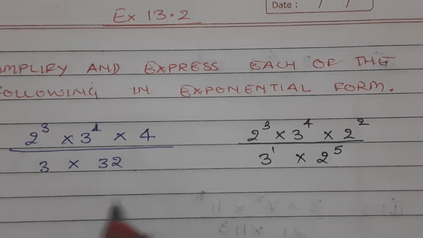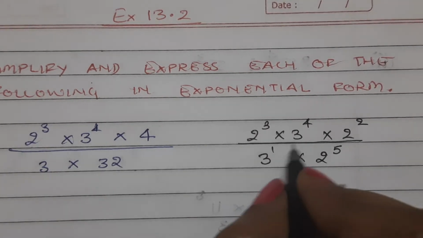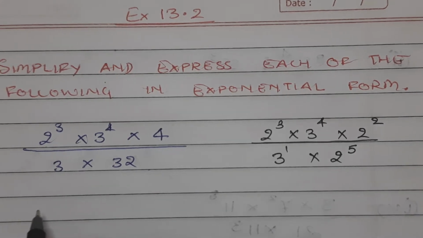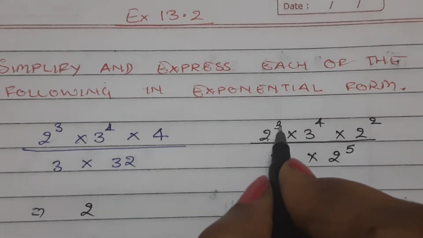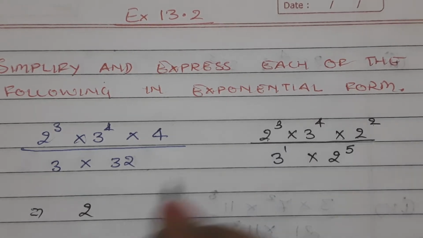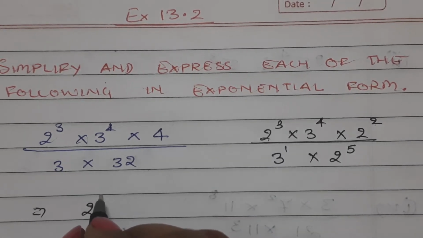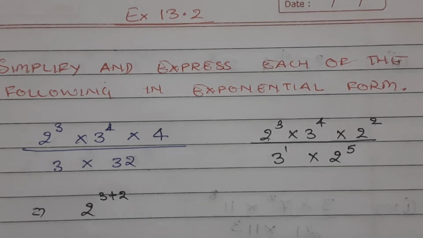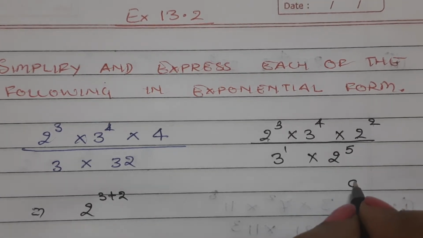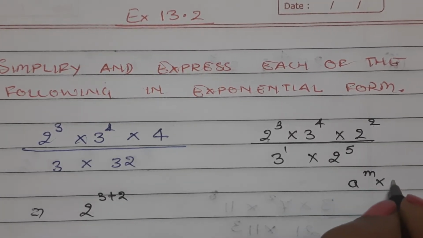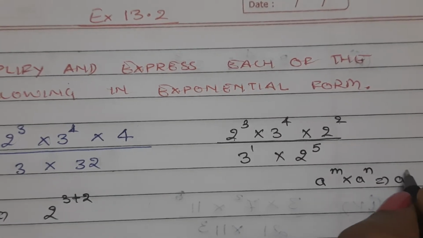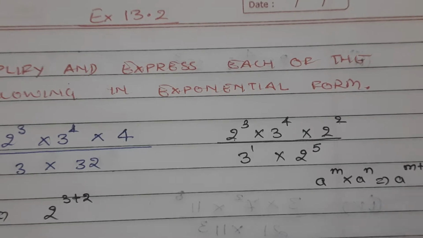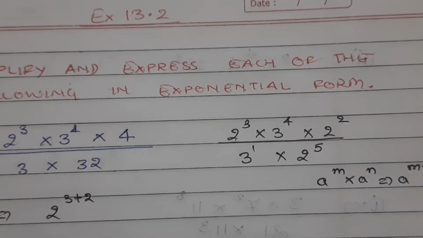So we know that here you can see this 2 to the power 3 into 2 to the power 2. So we can write it as 2 to the power 3 plus 2. Which law have we applied? A to the power m into a to the power n, so there will be addition, m plus n. We have applied the same here.